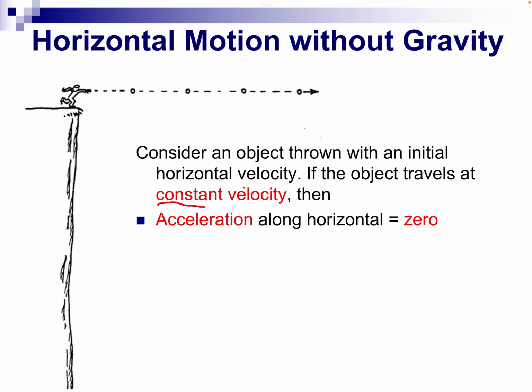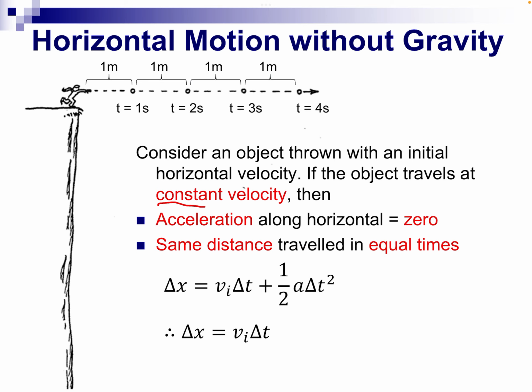The velocity is constant only if the distance traveled is the same in equal times, right? So if we look at this kinematic equation for delta x, then if the acceleration is equal to zero, this whole thing would be equal to zero, and the distance traveled will be equal to the initial velocity times the time. So at equal intervals, the object would have traveled the same distance in equal times. Right?